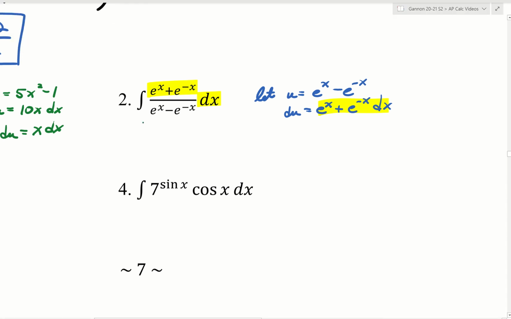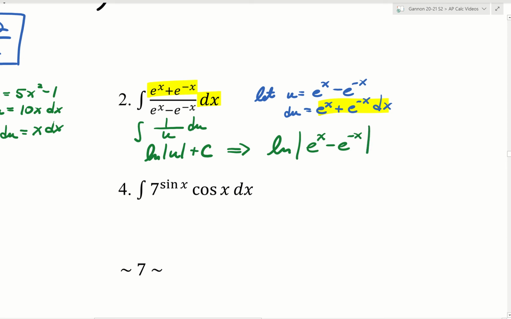So at that point, we're going to get the integral of 1 over u du. The integral of 1 over u is natural log of the absolute value of u plus c, which if we substitute back in, you've got ln of the absolute value of e to the x minus e to the negative x plus c.